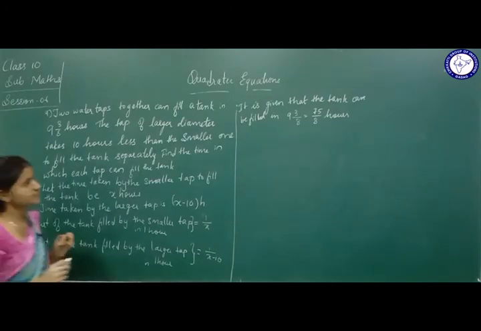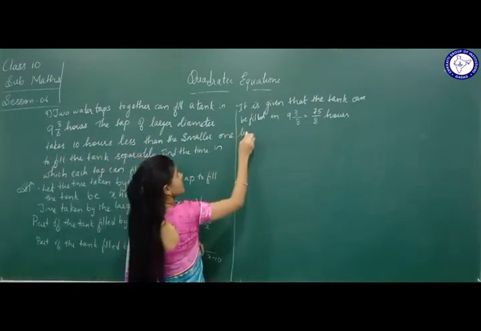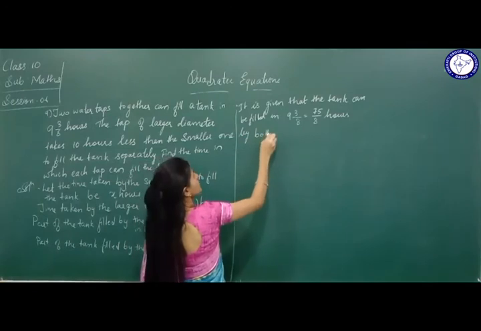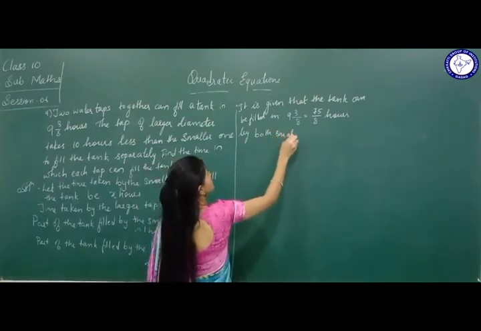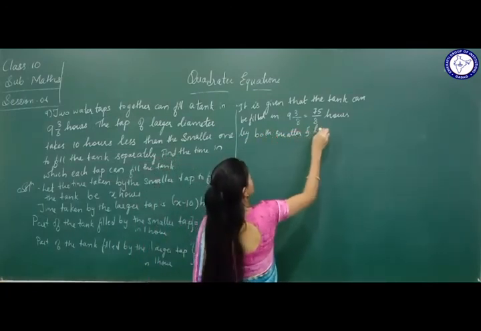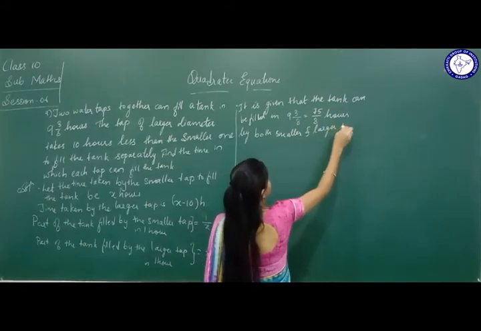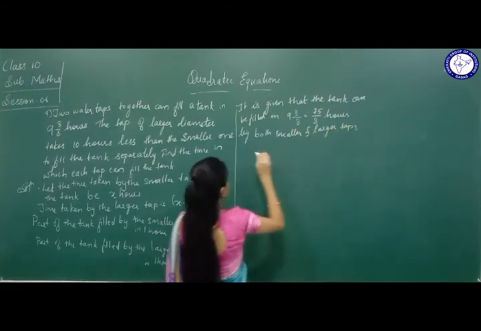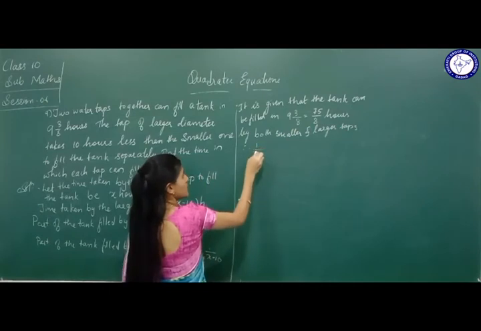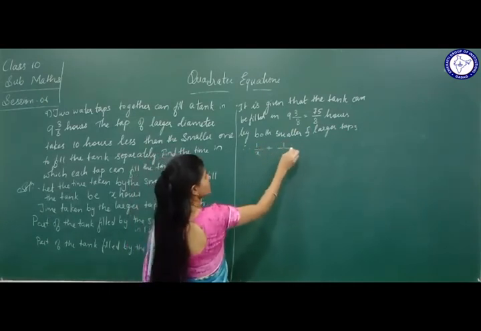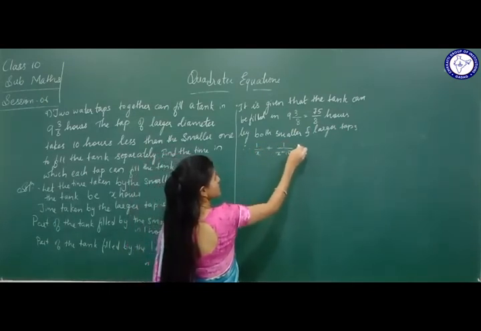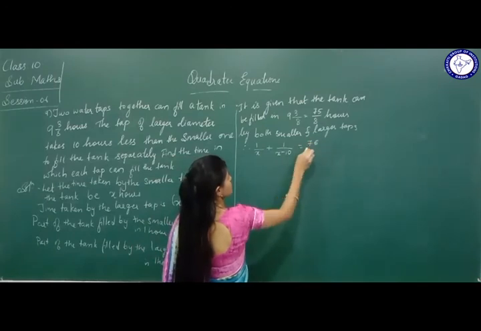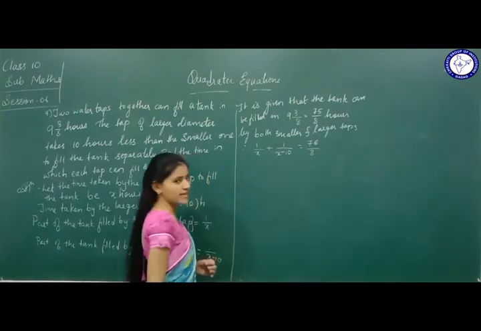Therefore, by both smaller and larger taps. Okay. Therefore, how are we going to write? 1 divided by x plus 1 divided by x minus 10 is going to be equal to 75 by 8.